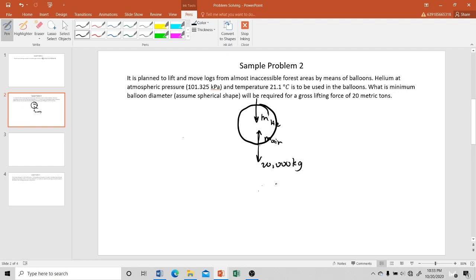So let us create the equation in terms of masses. We can get this equation by summation of forces. The mass of the logs or the lifting force, we have 20,000, plus the downward force or downward mass, the mass of the helium, is equals to the mass of the air.